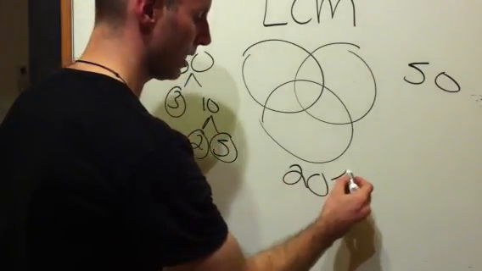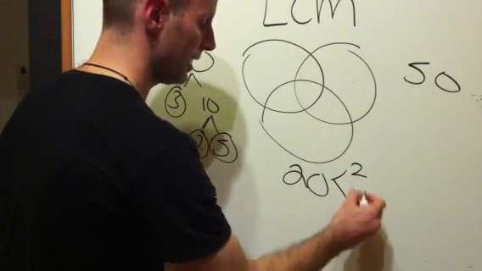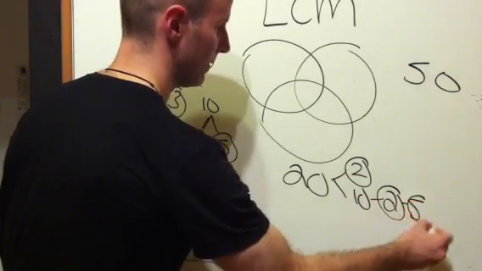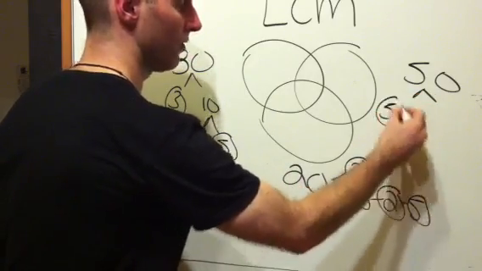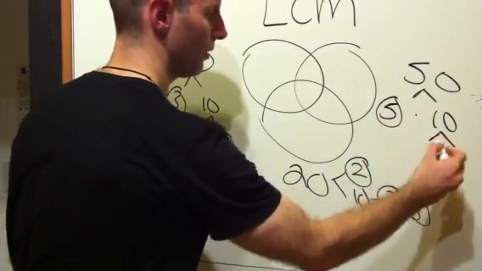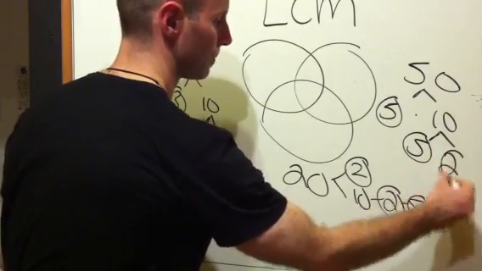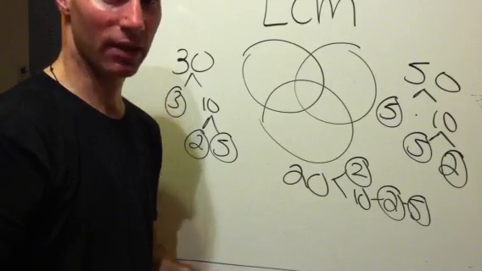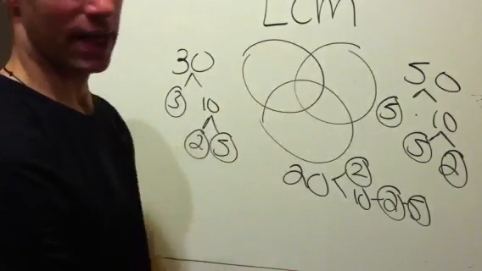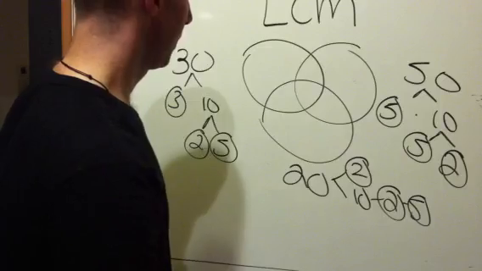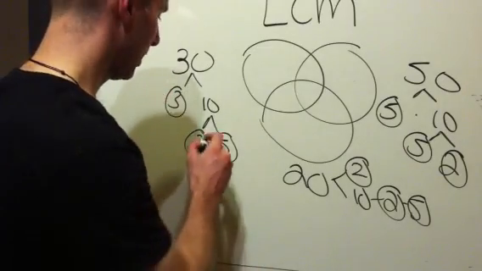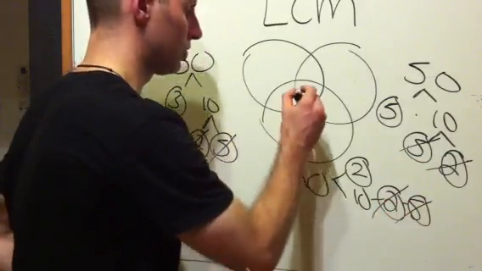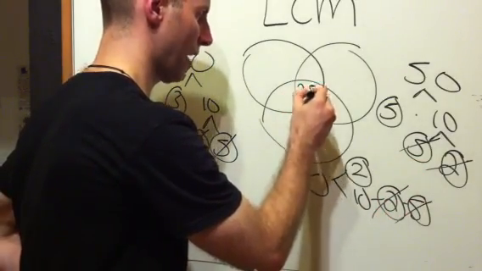20. 20 is made up of a 2 and a 10. We keep the 2. The 10 can be broken up into 2 times 5. And 50. 50 can be thought of as 5 times 10, and another way of thinking of 10 is 5 times 2. Now, after I break down each number into its prime numbers, I ask myself, how would I organize in my Venn diagram? What do they all share in common? Well, they all share, it looks like, a 2 and a 5. So I would put in the middle here, 2 times 5.